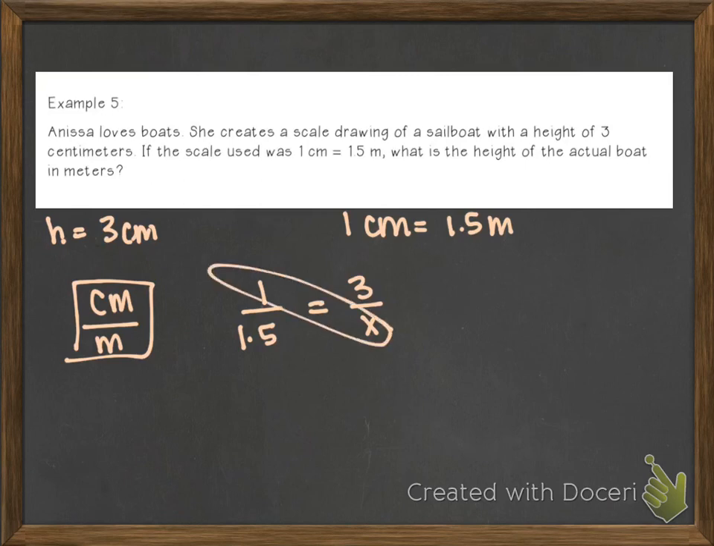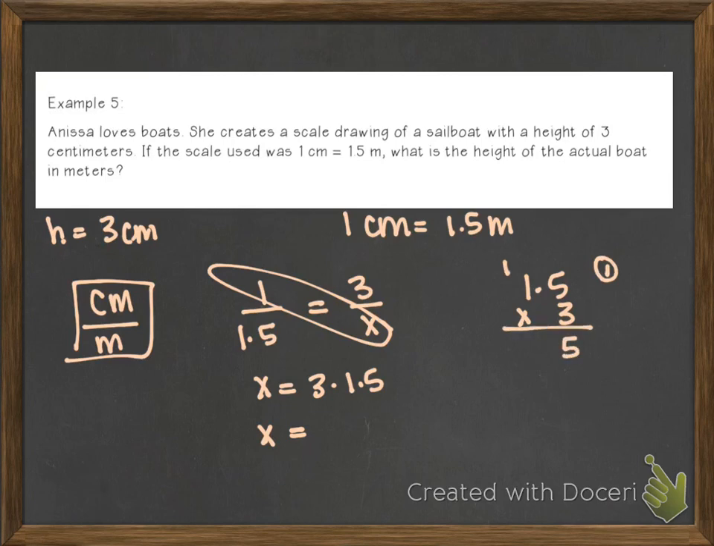Again, we have cross multiplication of x equals 3 times 1.5, and x equals 1.5 times 3, one number to the right of the decimal. 5 times 3 is 15, 3 times 1 is 3, plus 1 is 4, and then place your decimal back into the problem, 4.5 miles.